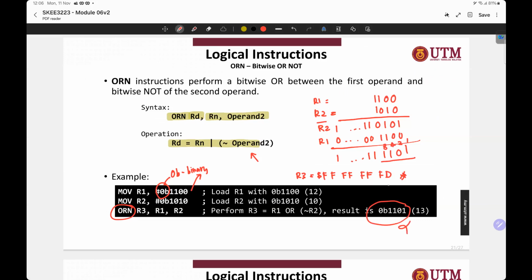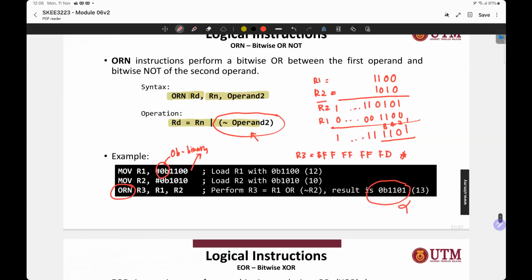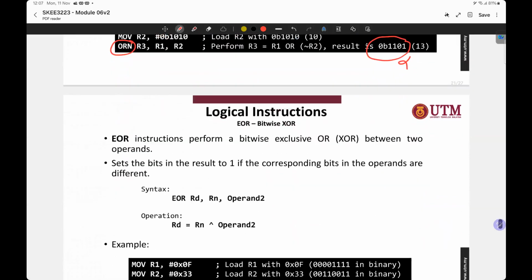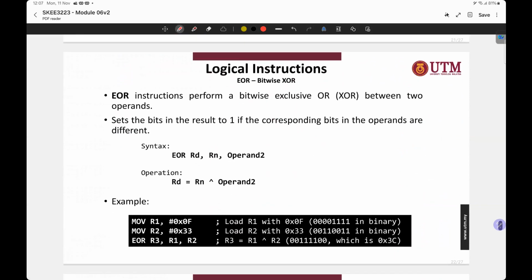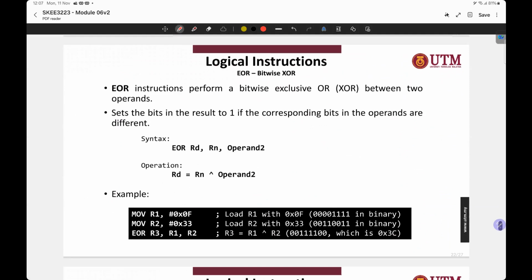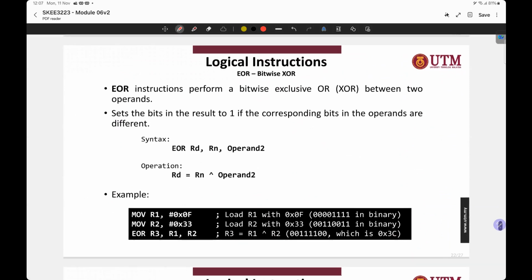Why? Because you can see here, the operand 2, you need to invert it first. So invert the operand 2, then after that you OR with your R1, your first operand. Okay, next. Any questions up until here, guys? If no questions, then we move on to EOR.